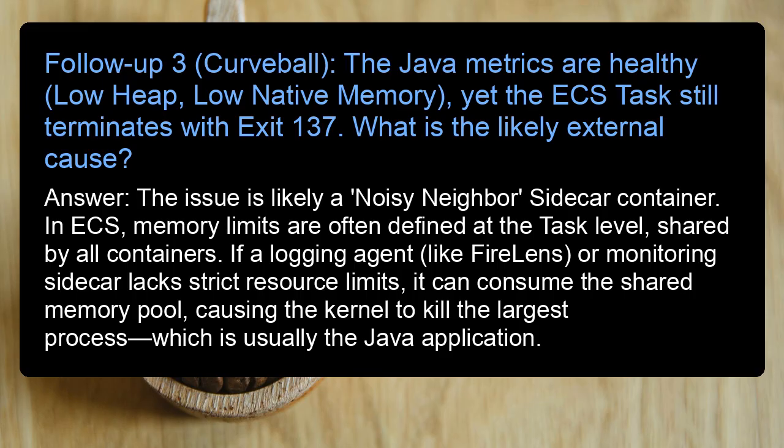Follow-up 3. Curveball. The Java metrics are healthy, low heap, low native memory, yet the ECS task still terminates with exit 137. What is the likely external cause? Answer: the issue is likely a noisy neighbor sidecar container. In ECS, memory limits are often defined at the task level, shared by all containers. If a logging agent like FireLens or monitoring sidecar lacks strict resource limits, it can consume the shared memory pool, causing the kernel to kill the largest process, which is usually the Java application.